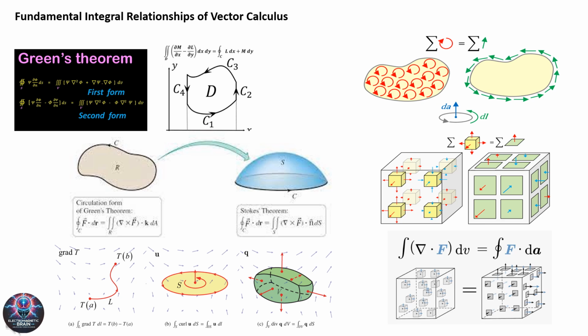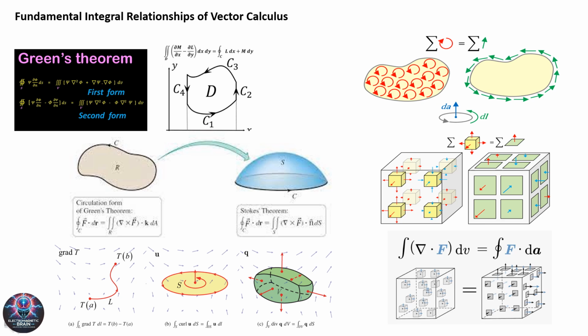Stokes' theorem is a specific case of Green's theorem applied to a surface in three dimensions. It relates the surface integral of the curl of a vector field over a surface to the line integral of the vector field around the boundary of that surface. Essentially, Stokes' theorem simplifies the evaluation of surface integrals by converting them into line integrals around the surface's boundary. This theorem is crucial for analyzing magnetic fields and circulation effects in three-dimensional space.